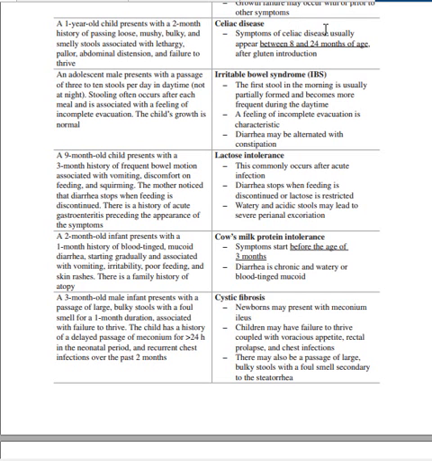So symptoms of celiac disease usually appear at 8 to 24 months of age, after gluten introduction, like wheat-containing foods, bread, cake and all that.